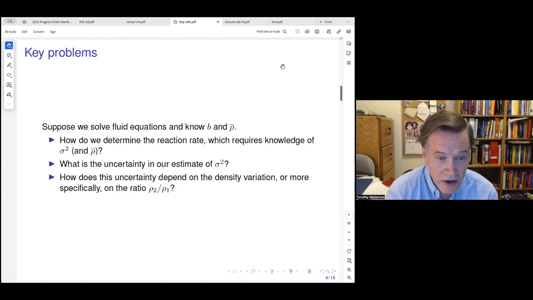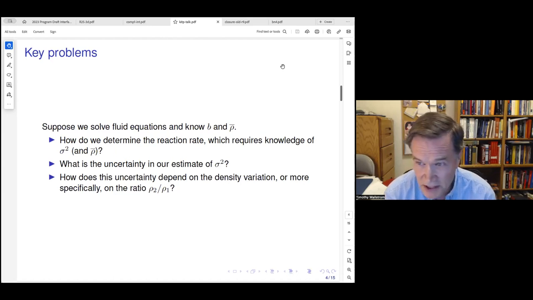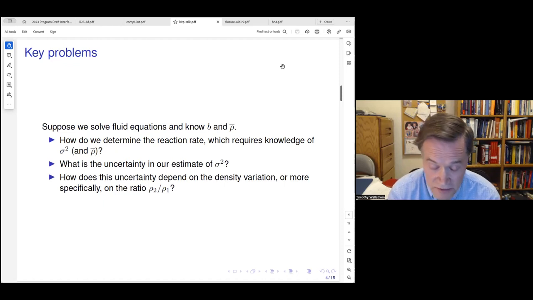And also, if we just estimate a fixed value for sigma squared, what is the uncertainty in that estimate? And how does this uncertainty depend on the density variation, or more specifically in this model, on the ratio between the densities of the two fluids?